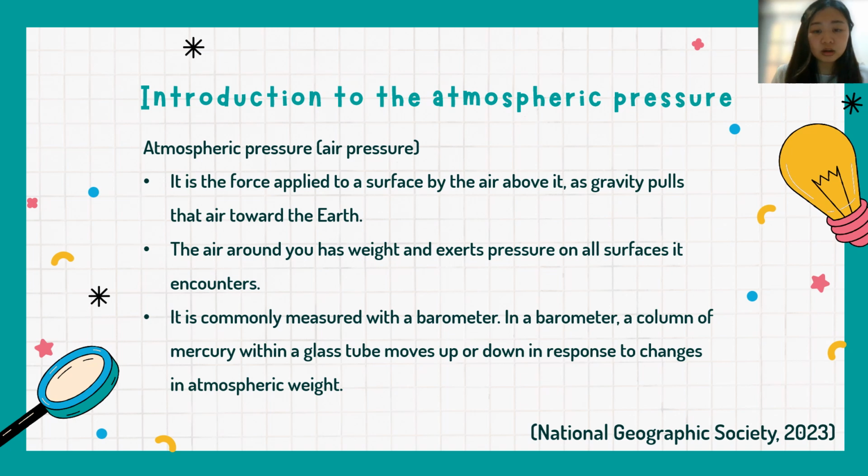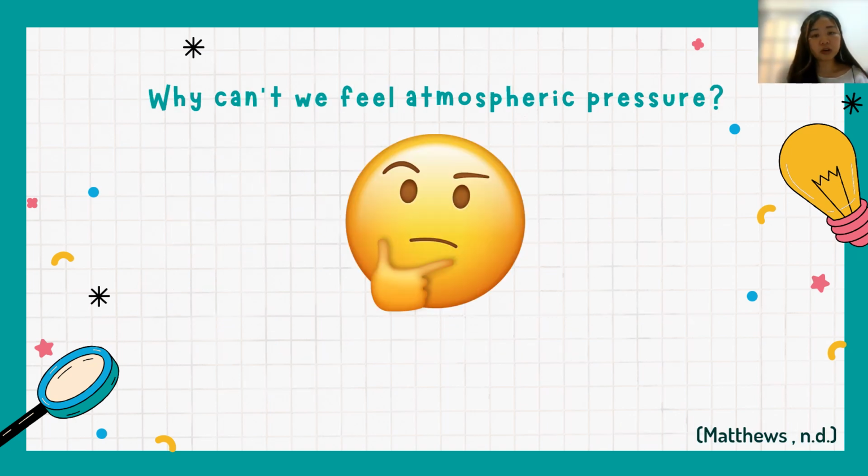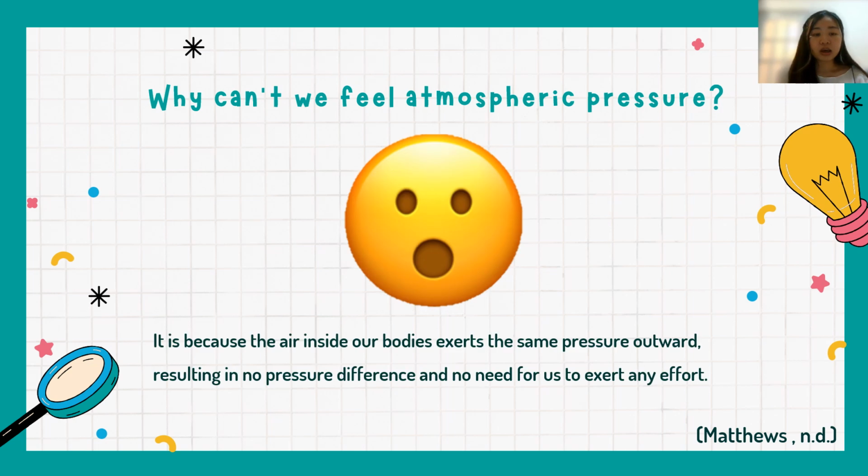In a barometer, a column of mercury within a glass tube moves up or down in response to change in atmospheric weight. Then why can't we feel atmospheric pressure? It's because the air inside our body exerts the same pressure outward, resulting in no pressure difference and no need for us to exert any effort.